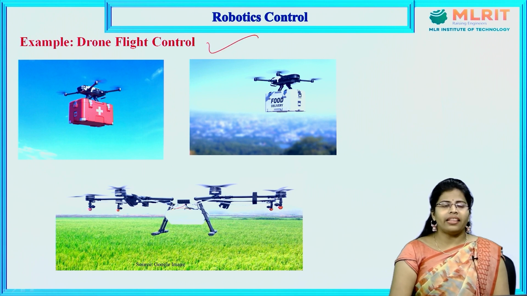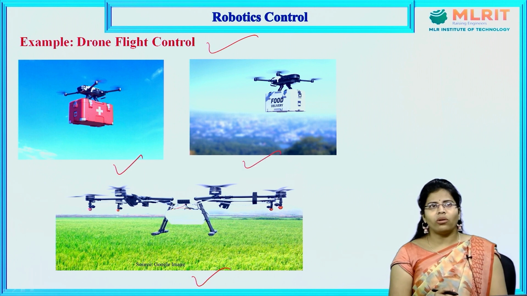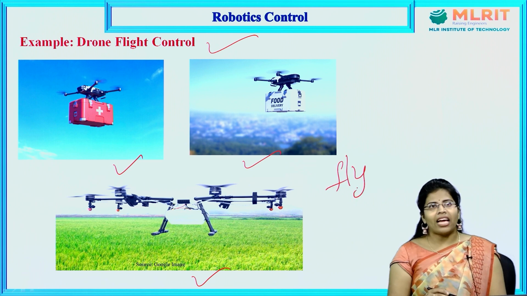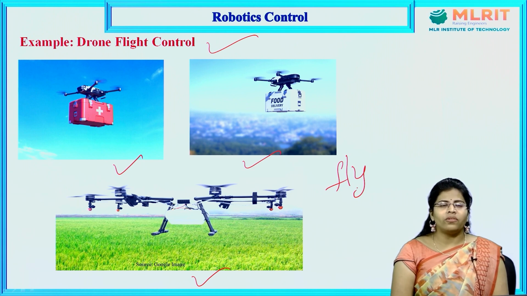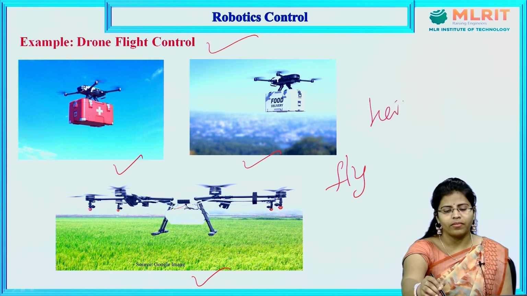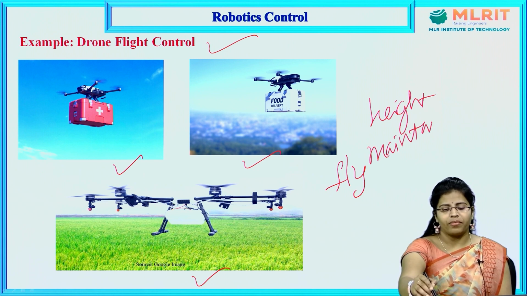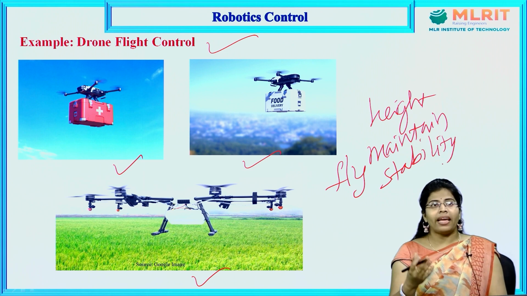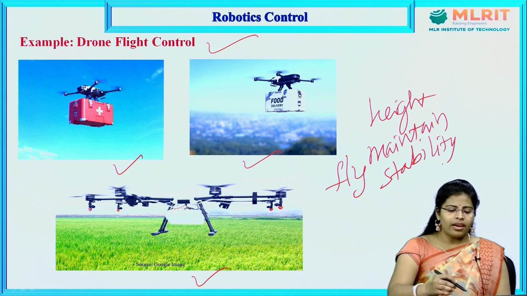As you can see in the image, we have the drone flight control. The main goal of this drone flight control is to fly and navigate through different environments. That means the main goal is to fly at a correct height and also maintain stability. Based on that, it is going to perform the task for us, like what it is doing here.